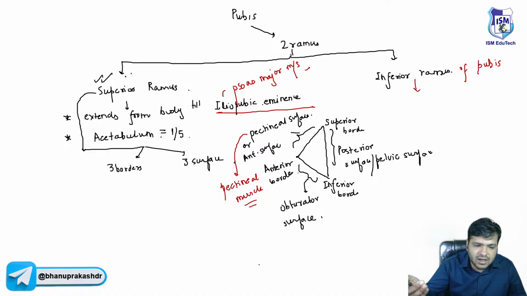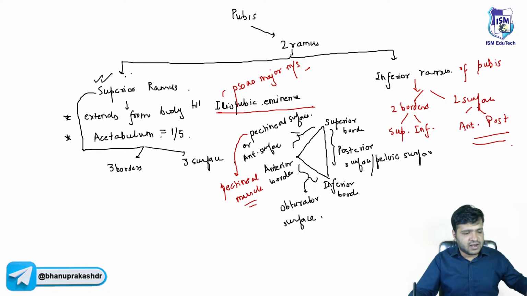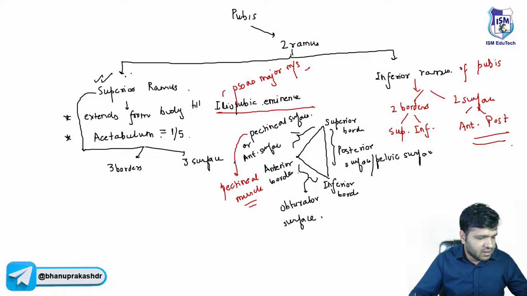Okay, so again beta, this inferior ramus has two borders and two surfaces. It will be the same as what we have discussed. Two borders you already know: we have the superior border and the inferior border. And two surfaces, beta: the anterior surface and the posterior surface. That is all about the ramus.